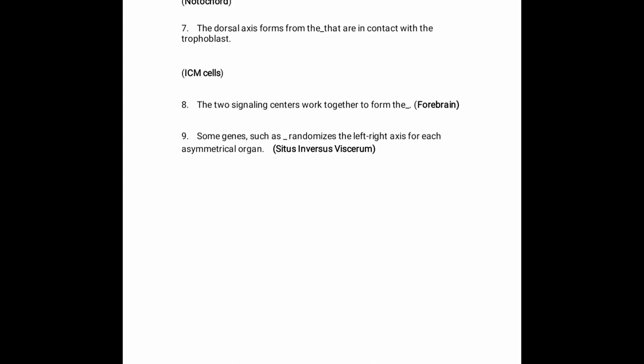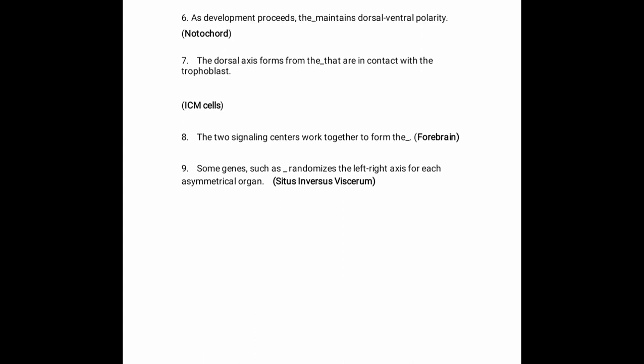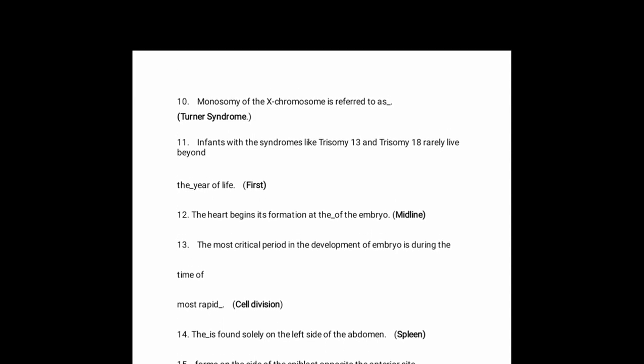Eighth objective, the two signaling centers work together to form the dash forebrain. The answer is forebrain. Some genes, such as dash, randomize the left-right axis for asymmetrical organs, which is situs inversus viscerum. Monosomy of the X chromosome is referred to as Turner syndrome.